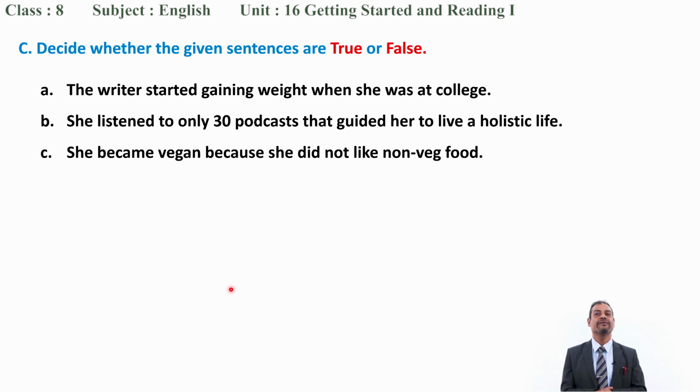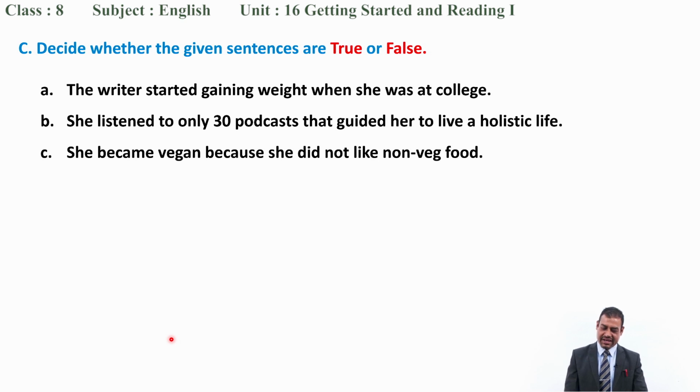Now, again after this, we have another task, that is to decide whether the given sentences are true or false. So, you all read the sentences first, okay? A. The writer started gaining weight when she was at college. B. She listened to only 30 podcasts that guided her to live a holistic life. C. She became vegan because she did not like non-veg food.